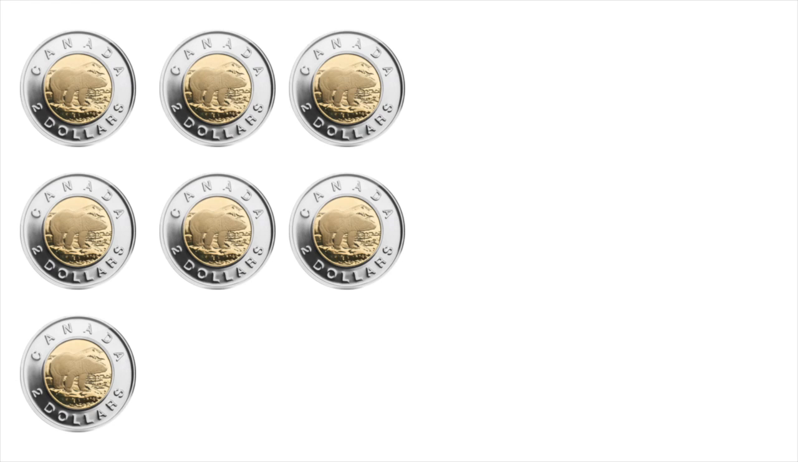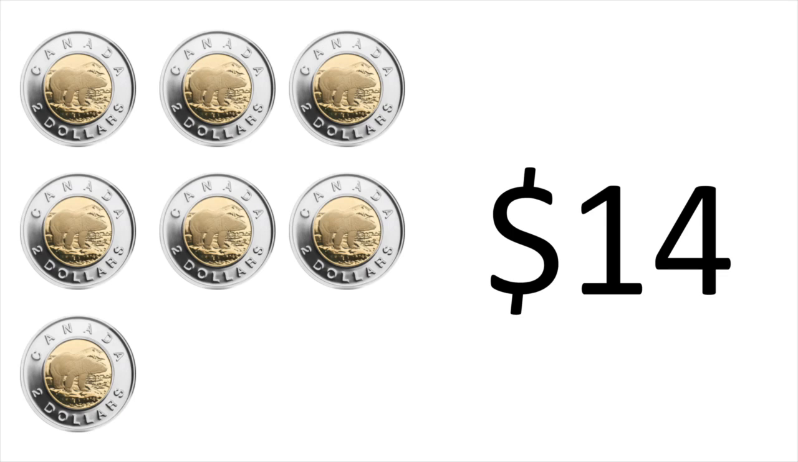Let's do some skip counting here. So I've got a group of toonies. They are worth $2 each. You can pause the video and figure out how much this is worth. So you would count by 2s. You'd go 2, 4, 6, 8, 10, 12, 14. $14. 7 groups of 2 is $14.